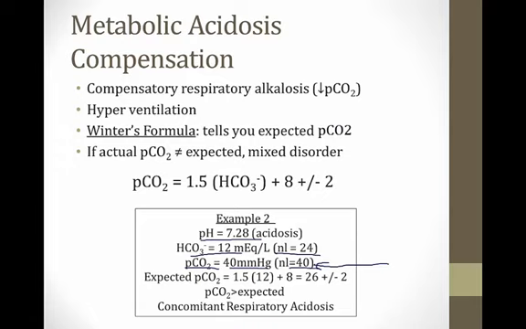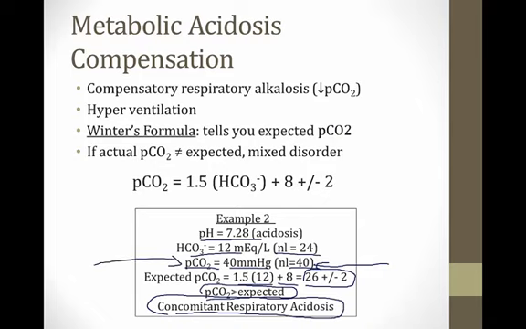But for completeness' sake, we're going to employ Winner's formula, and the expected PCO2 is 1.5 times 12 plus 8, which is 26, plus or minus 2. So the PCO2, according to Winner's formula, should be somewhere between 24 and 28, and it's not. The PCO2 is too high. It's greater than expected, and this means there is a concomitant respiratory acidosis. And like I said, you can figure this out through the formula, but you actually know it right away because you have a normal PCO2 in the setting of an acidosis.